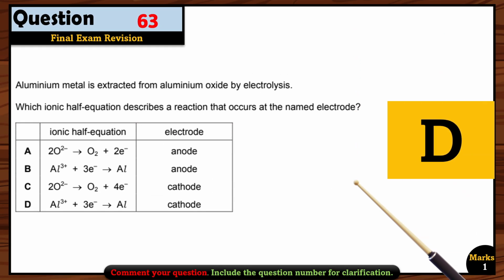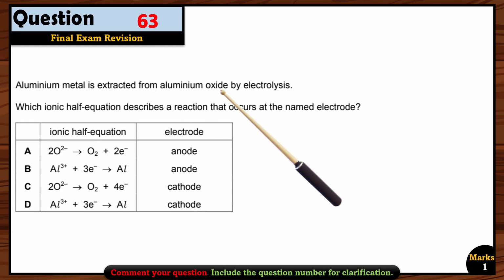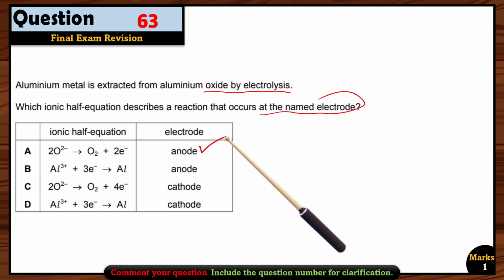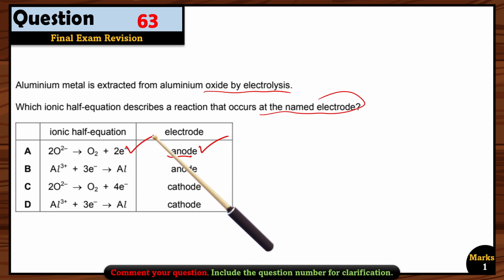Question 63. Aluminium metal is extracted from aluminium oxide by electrolysis. Which ionic half equation occurs and at which electrode? Okay. So at the anode, of course, what will happen? The oxide ions will come here. Okay, they will move towards the anode. So of course, this is right. At the anode, aluminium ions, of course, will not move. They are positive. They will not move towards the anode. So at the cathode, of course, oxide ions will not move towards the cathode. Or aluminium ions will move towards the cathode.